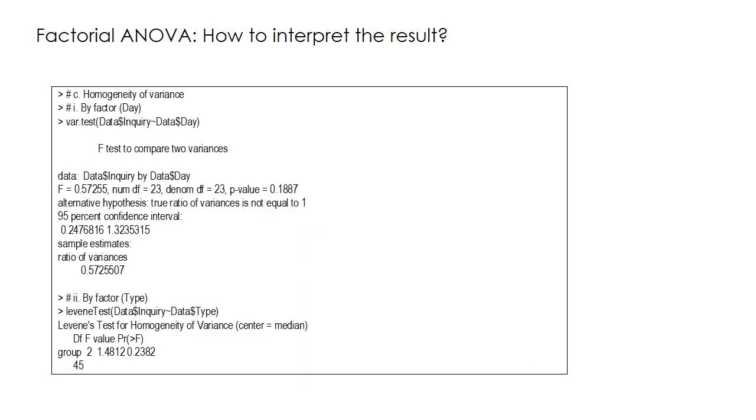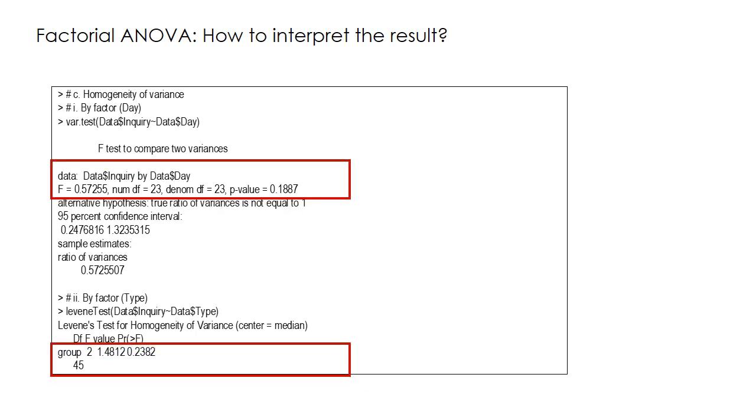So what are we testing for? Homogeneity of variance. We would like to see if the variances within the levels or groups of each factor are the same or different. So we test for the equality of variance for the factor A, day. We are looking at the two variances. We compare the two variances, and what is it that we need to look for?